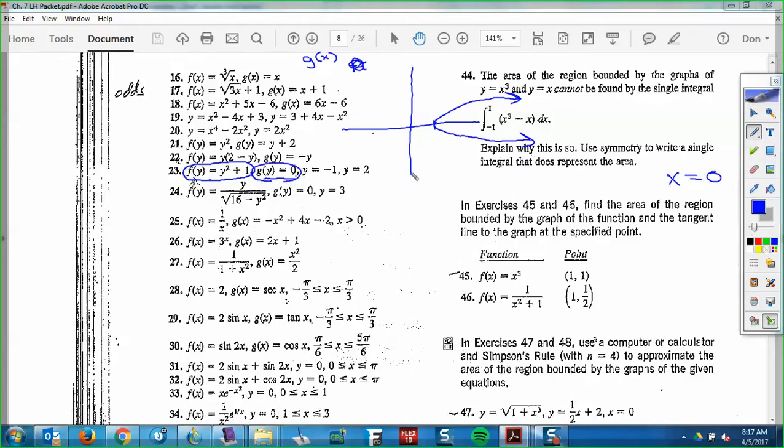So this is what I'm talking about. We won't be able to do any volume problems or any area problems if we don't know what these graphs are, right? If we can't graph these graphs, we will not be able to get these regions. So that's why we need to know this.